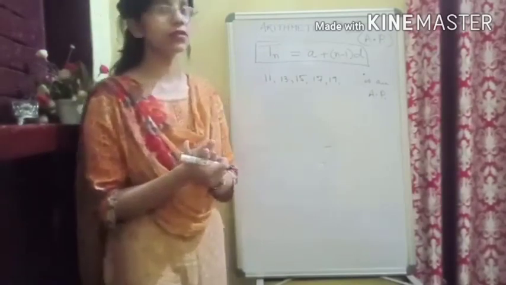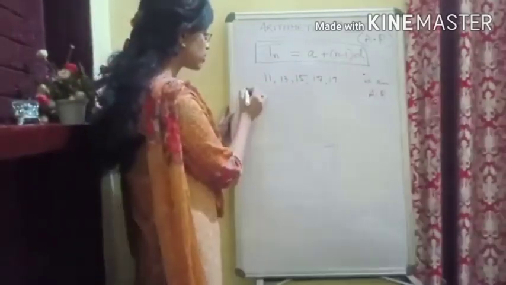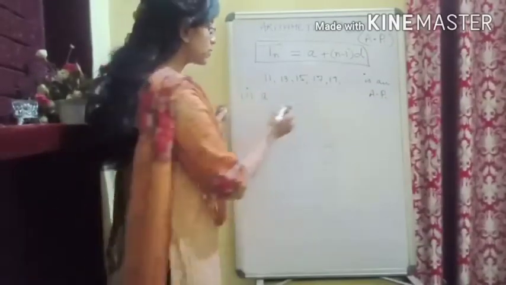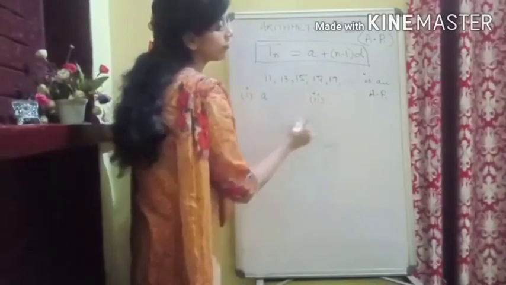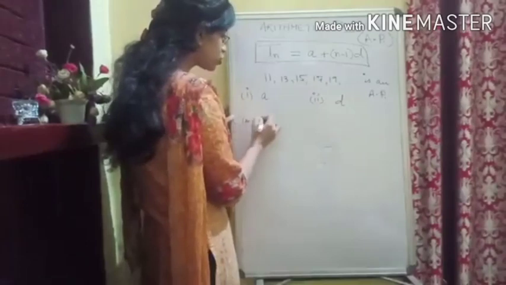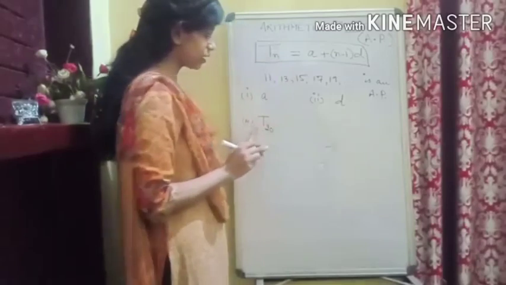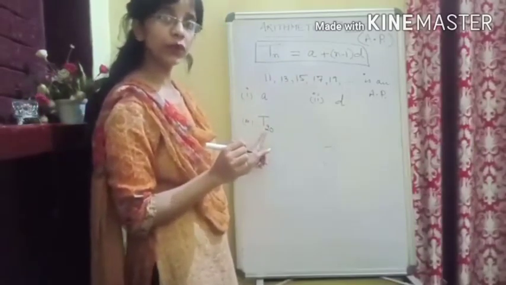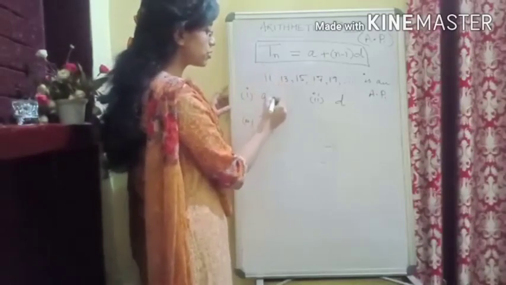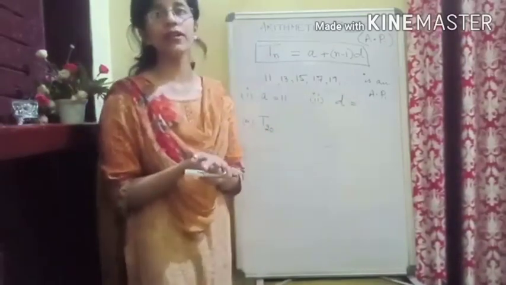Is it a finite sequence? No, it is not a finite sequence. We don't know where it is ending. Second thing, first we have to calculate the first term. First term we denote by small a. Second, we have to calculate the common difference. Common difference is small d. And third, we have to calculate the 20th term, Tn. 20th term, that means T20. When I write 20, that means which term we are talking about? 20th term. So what is the first term? It is very much clear that the first term will be 11. What is the common difference? How to calculate the common difference?